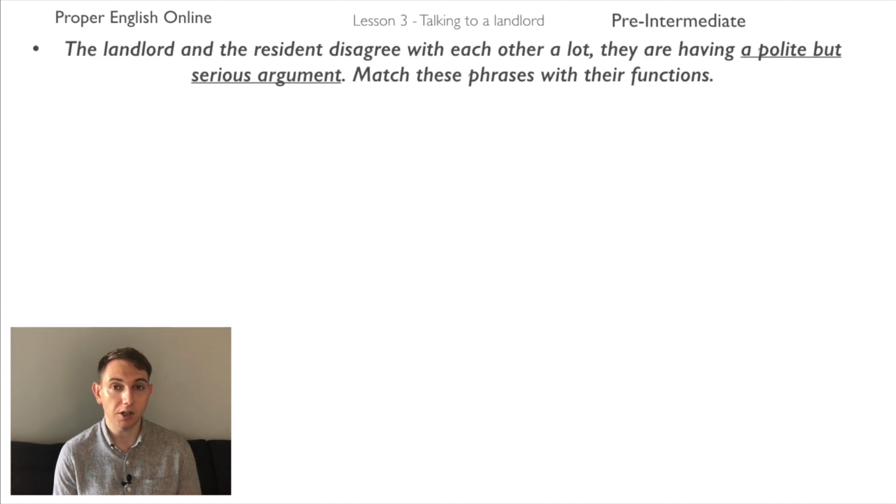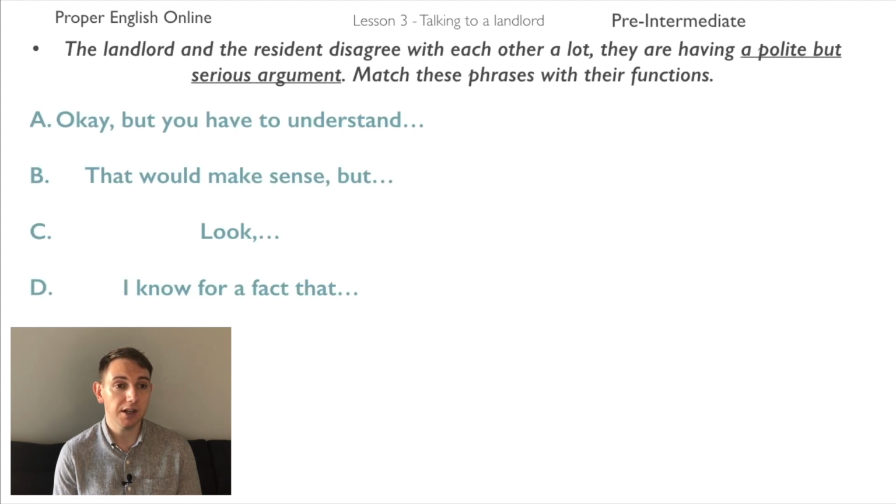some expressions we heard here. So the landlord and the resident, Nicola, they disagreed with each other a lot, didn't they? Now, they're having a polite but serious argument. I'd like you to match these phrases we heard here with their functions. So why do we use them?